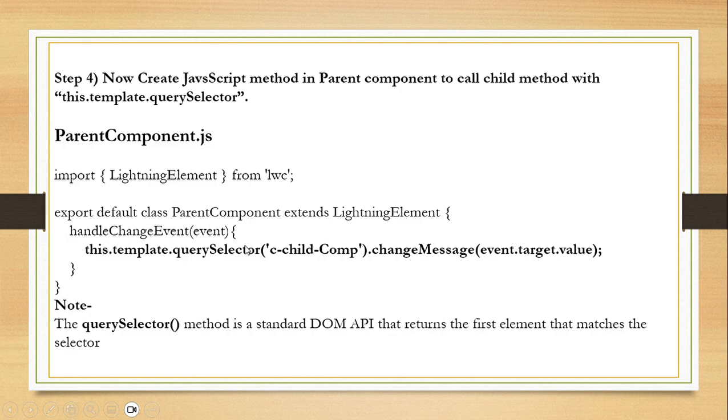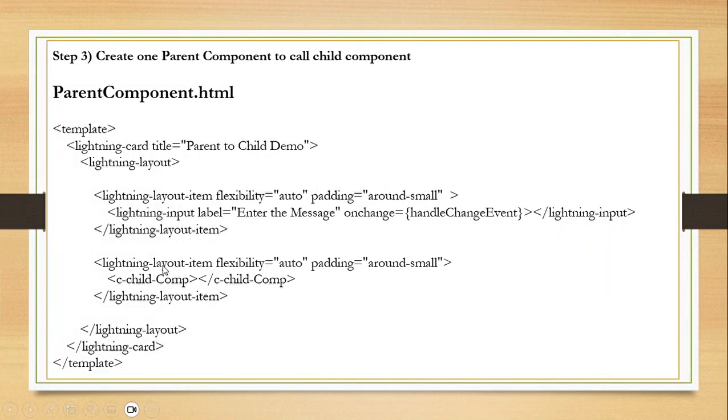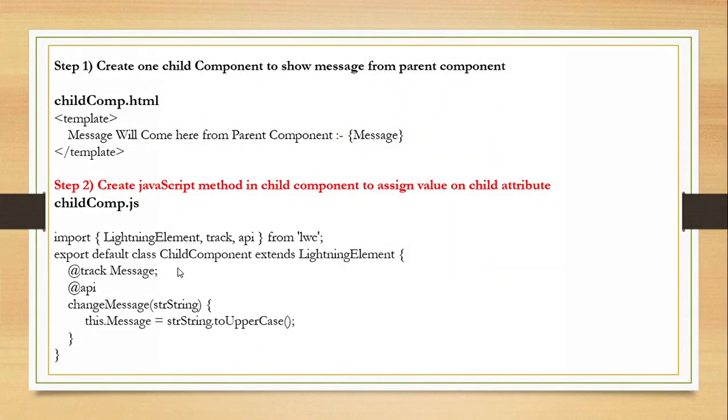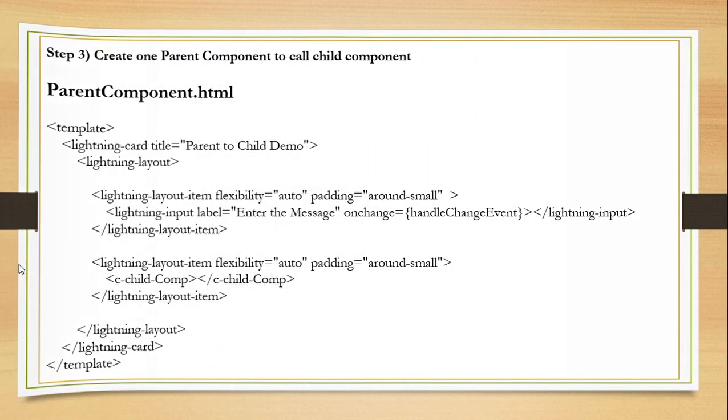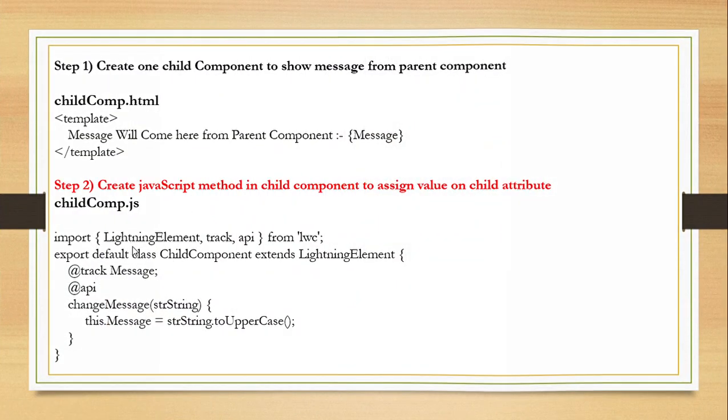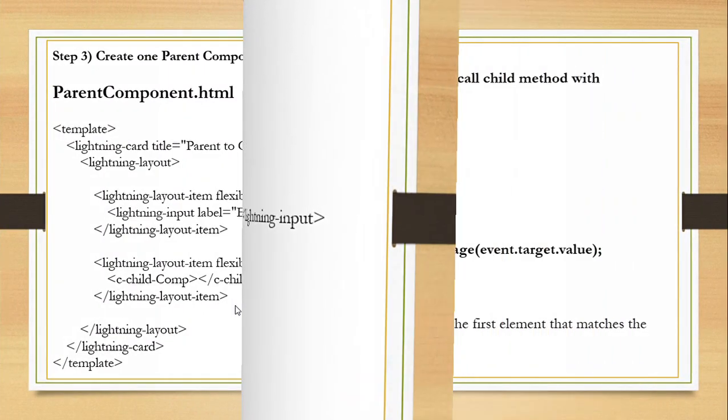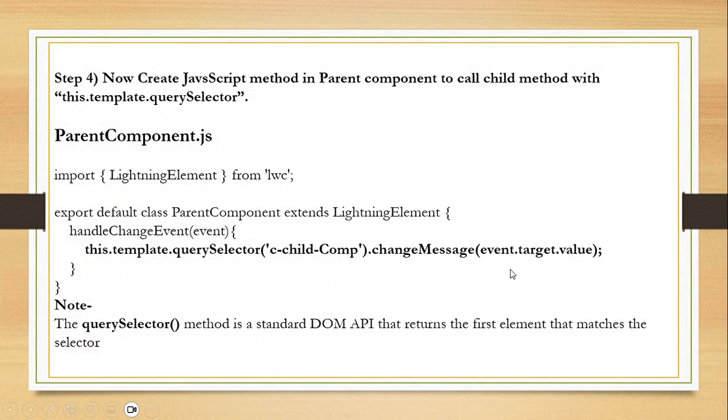So this parent component.js calls the child component which was used in this part. Yeah, this part. Okay, c-child-component changeMessage. So note the querySelector method is a standard DOM API that returns the first element that matches the selector.